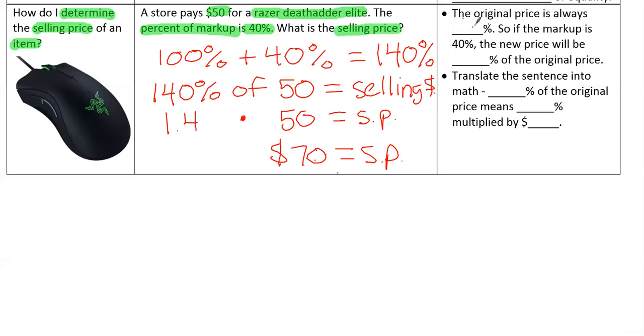Okay, the original price is always what percent? 100%. So if the markup is 40%, the new price will be 140% of the original price. Translate the sentence into math. 140% of the original price means 140% as a decimal multiplied by 50 bucks. And that's exactly what we did here. And we found that the cost after markup, the selling price, is $70.